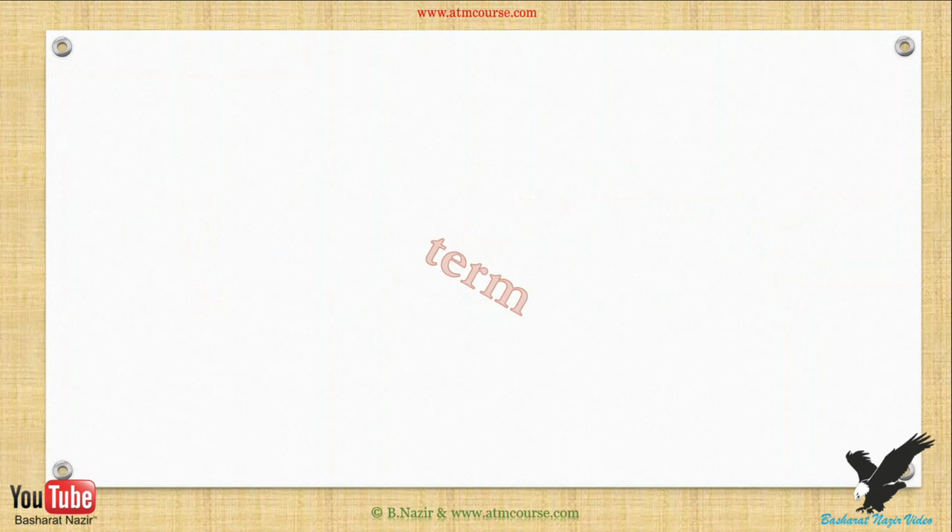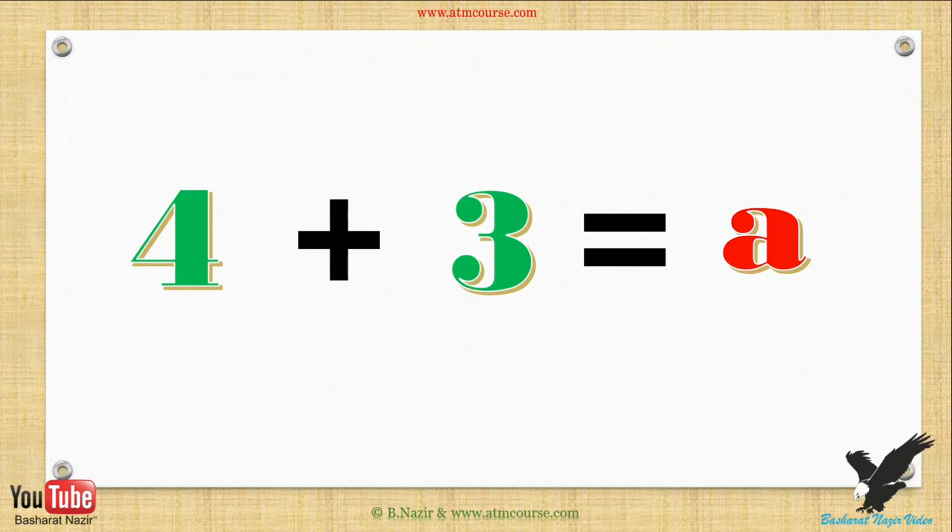When we are dealing with equations, you will quite frequently meet the word term. The equation in front of you has three terms. Let us see what they are. This is the first term. Here it's just a number. This is the second term. Here it's just another number. This is the third term. This term is just a letter.